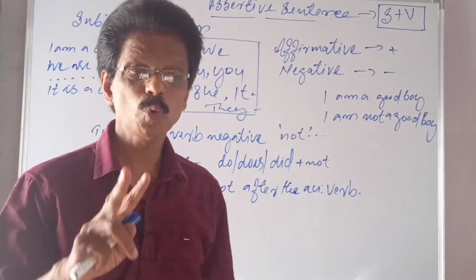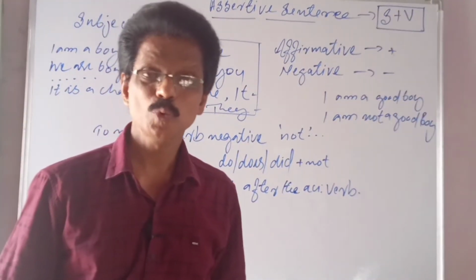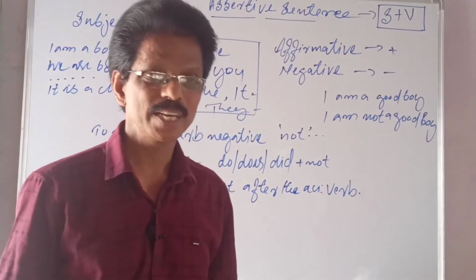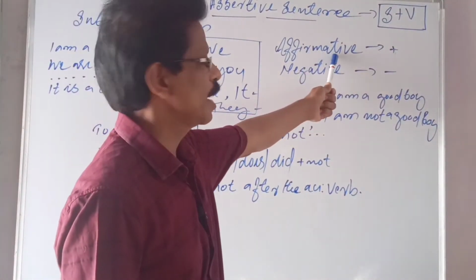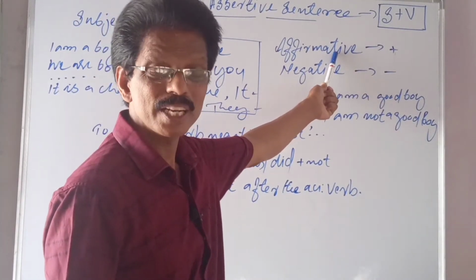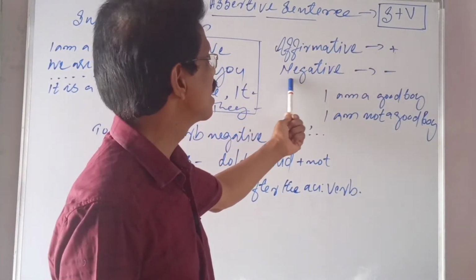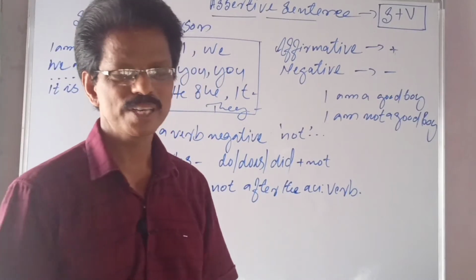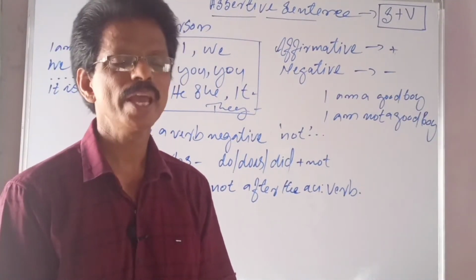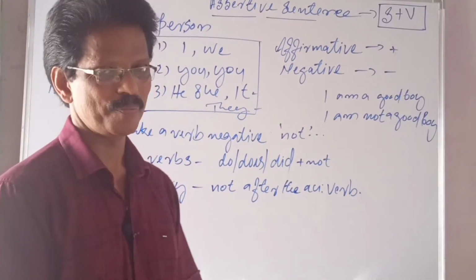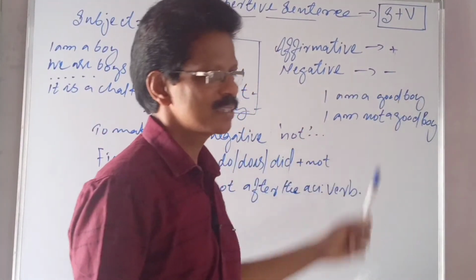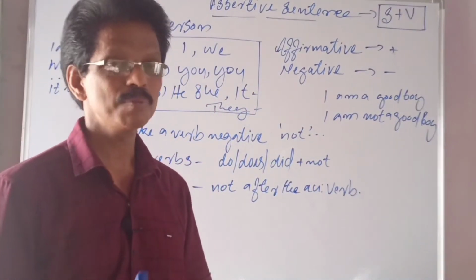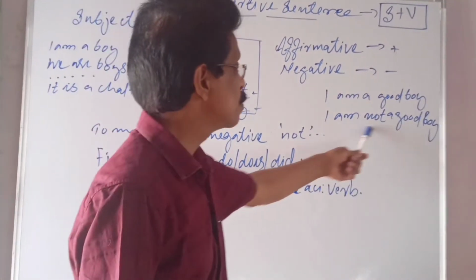They are of two types. There are two types of assertive sentences or statements. They are affirmative sentence and negative. You can say in an affirmative way or in a negative way. You see, for example, I am a good boy. It's affirmative. Is it not so? Telling something positive. I am not a good boy.